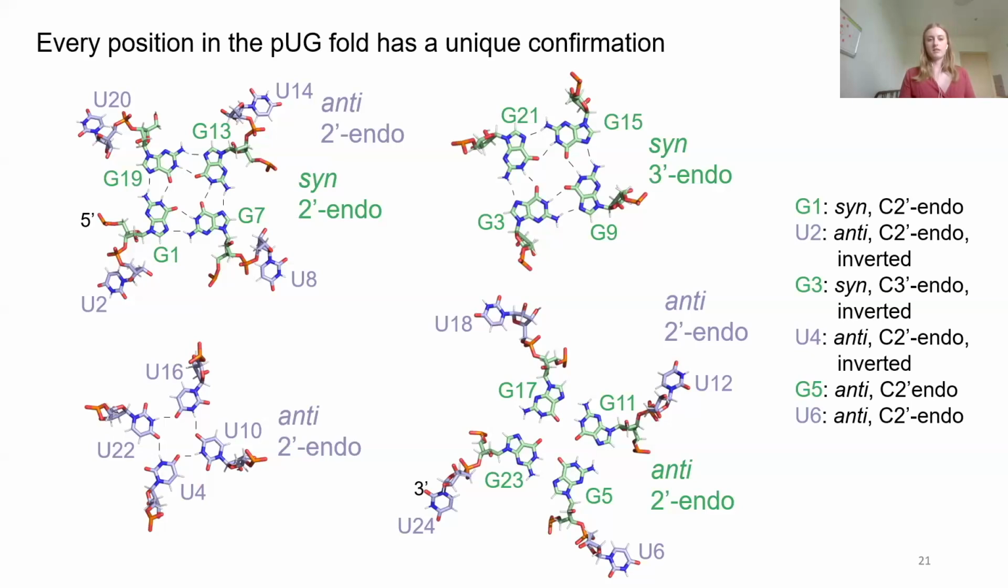So if we look at all of these together at once, we can see this very interesting feature of the PugFold, where every single position has a different conformation. They have a different combination of syn versus anti glycosidic torsion angles, that orientation of the base to the sugar, as well as different sugar puckers, and some of them are inverted or upside down relative to the starting backbone orientation. So despite this being a really simple sequence, it has a very high level of structural complexity.